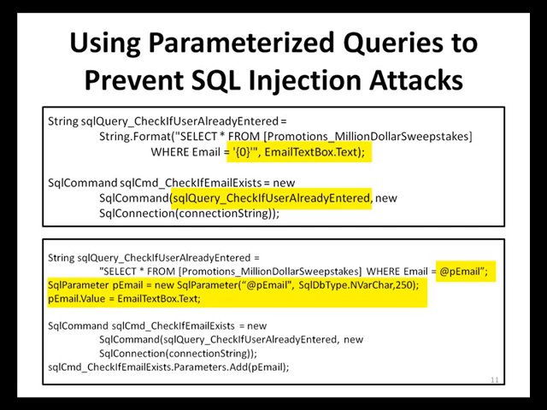Next, a SQL parameter object is created and set to look for the placeholder called @pEmail. The parameter is then assigned the value from the email text box. When the database executes the SQL statement, it will look for the @pEmail placeholder and substitute the data-only value contained in the SQL parameter object.